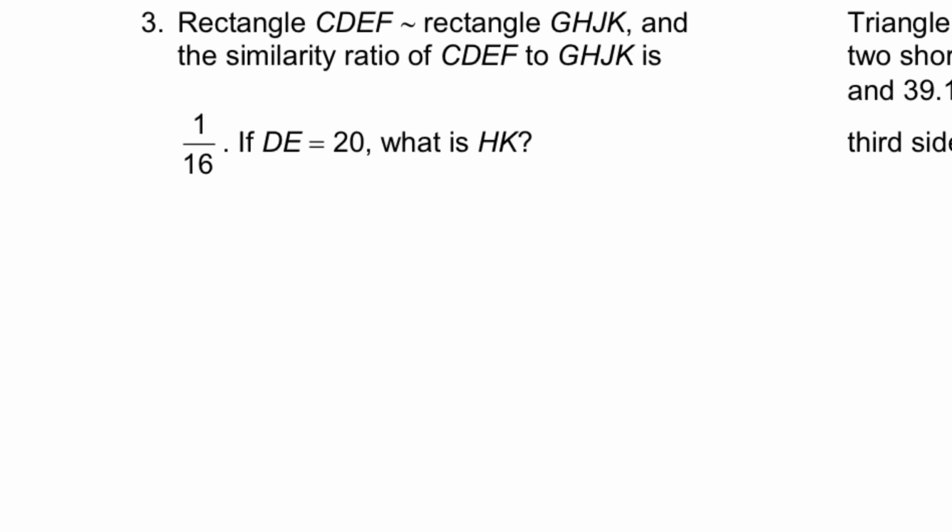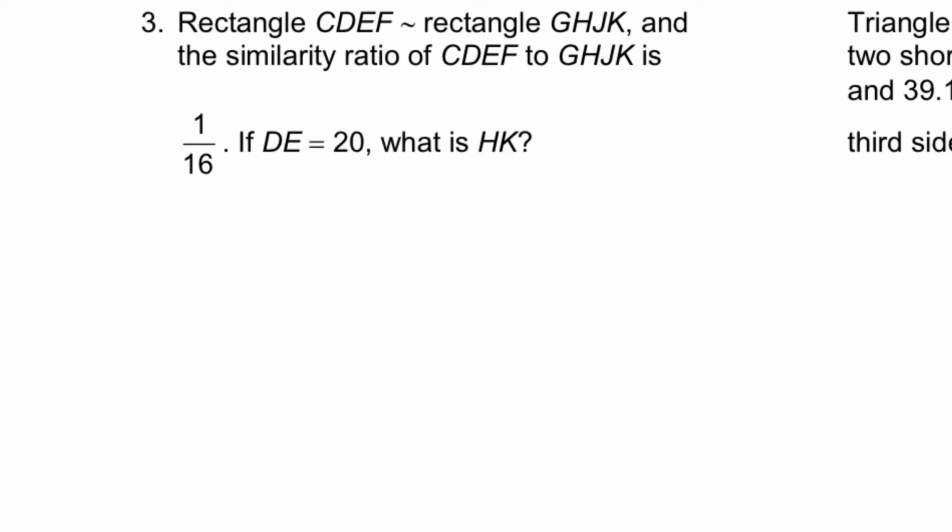All right, we've got 2 more to go. So in part 3 of example 4, they tell us that we have 2 rectangles that are similar, and the similarity ratio is 1 to 16. Well, that's really our scale factor right there, 1 to 16. Then it says if DE equals 20, what is the length of segment HK?